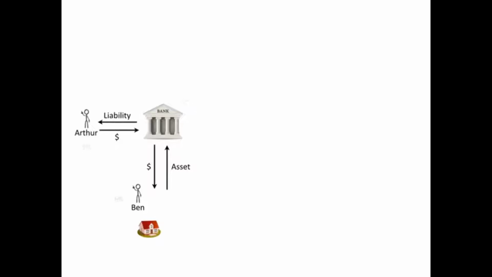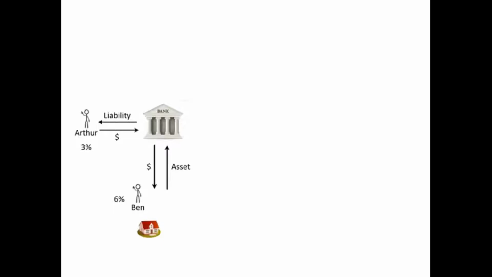So the bank will pay Arthur, for example, 3% to borrow the money from him, and will charge Ben, for example, 6% to borrow the money from the bank. The difference between the rate at which the bank borrows money, in this case 3%, and lends money, 6%, is known as the net interest income. This is in effect the gross profit for the commercial bank.